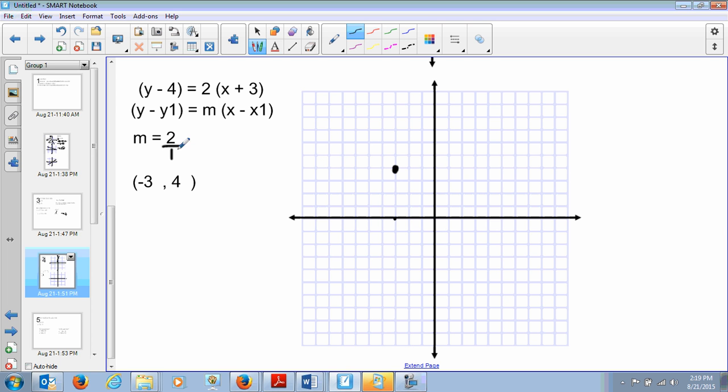Now I use the slope. It's positive. So from here, I go up 1, 2, and over just 1. There is the other point. All you need to create a line is 2 points. So there, I connect those, and my line has been created. Now I should have arrows on the end there showing that it's a line, but that's how you graph it. Pick out the point from your equation, and use the slope after you pick it out. Graph the point, then use the slope, go up 2 and over 1.